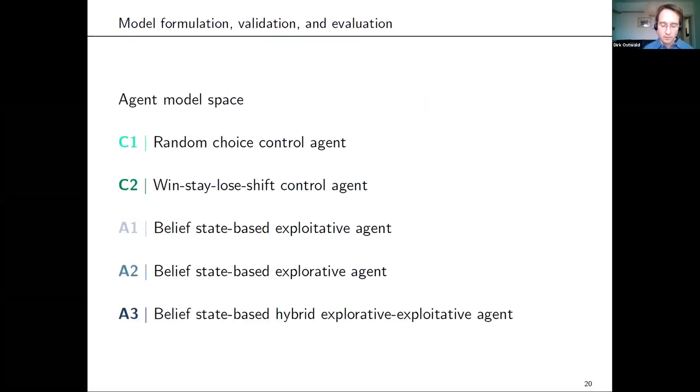Now, based on this task model, we formulated our agent models, and we chose an agent model space comprising 5 agents: 2 control agents, a random choice agent and a win-stay, lose-shift heuristic agent. I will not go into more detail about these 2 agents, but rather focus on the 3 agents that, based on a belief state, implement the decision policies that we are interested in: exploitative behavior, explorative or epistemic behavior, and the combination in a hybrid model.